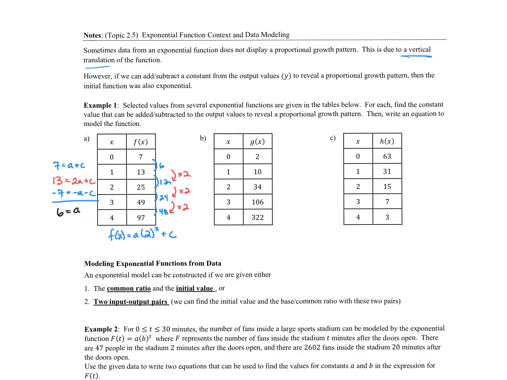And so what I'm going to do now is I'm going to substitute this 6 back in here. So now I'd have 7 is equal to 6 plus c. So what does c equal? 1. And so now I would have my function, f of x, is equal to 6 times 2 to the power of x, and then plus 1.